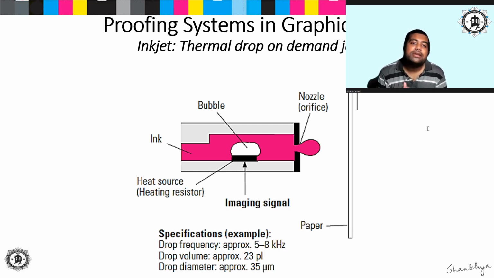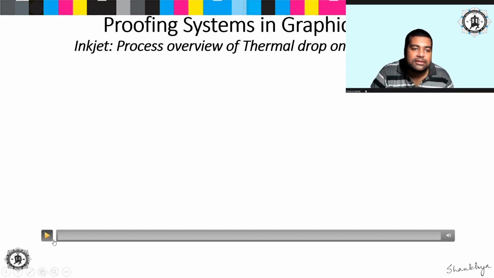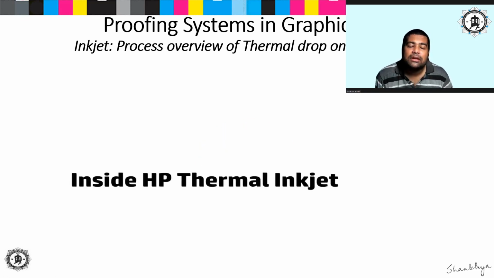Usually, printing speeds are about 16 to 30 pages per minute in monochrome mode and 16 to 20 pages per minute in color mode. Okay, so this is all about the thermal drop generation process. I think I have a picture of it somewhere. Yeah, this is the process overview basically, as you can see. I will give the links to all these videos.